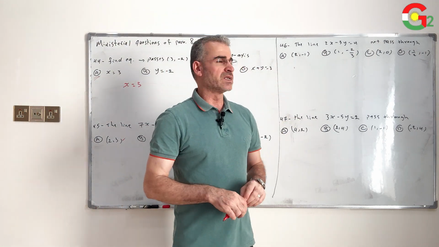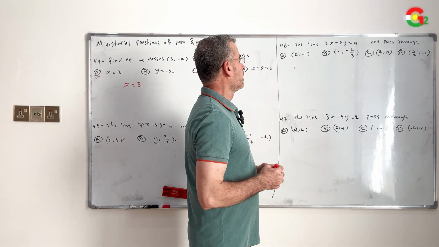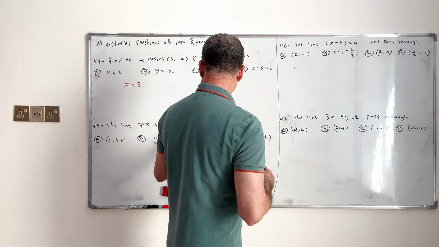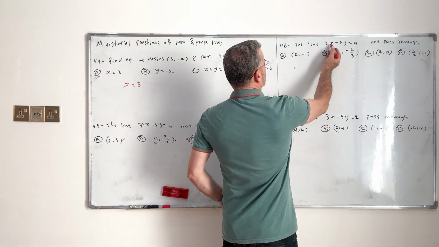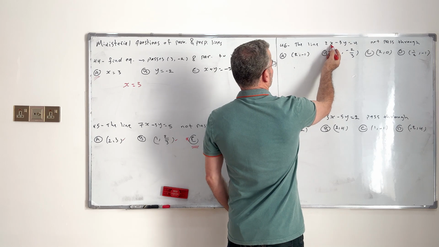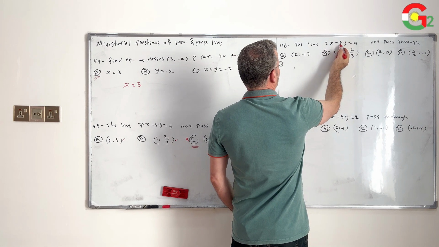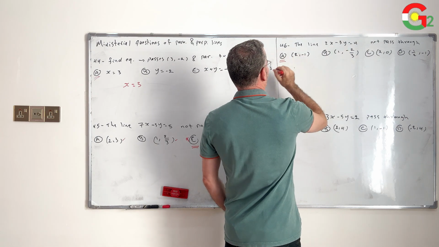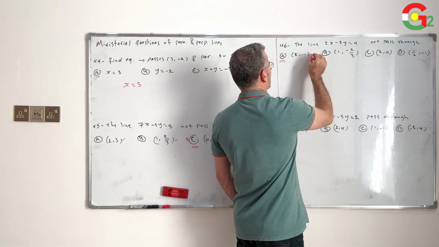Question number 46. The line 2x minus 3y equal 4 does not pass through which of the following points? The same as the previous one. 2 times 2, 4. 4 plus 3, it does not pass. This choice is true. This point does not pass.